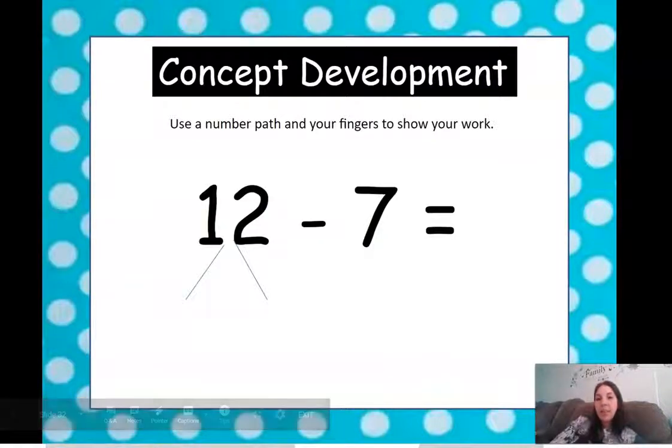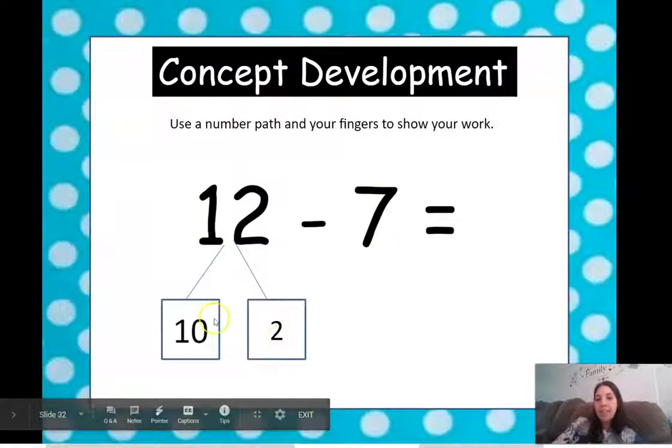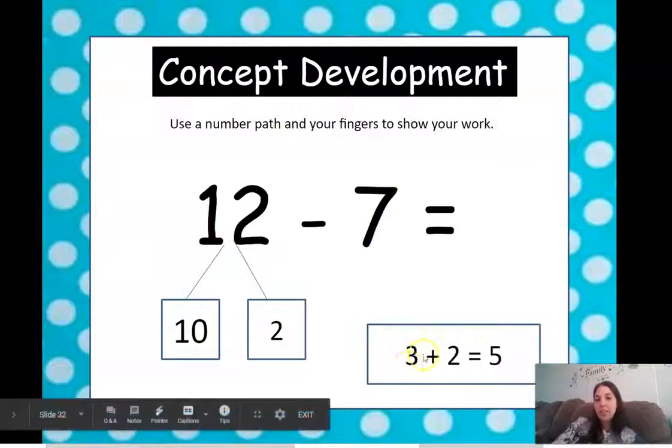The other way that we can do this is to take from 10. So we can separate our 12 into a 10 and 2. And then we're going to say 10 minus 7 equals 3. Then we still have a 2 left over. And 3 plus 2 equals 5.